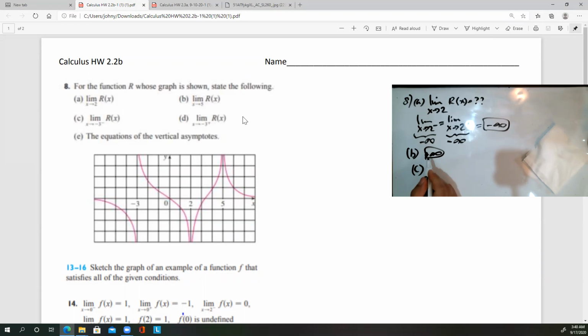Part C. I like to also have all of my students box their answers so they know where their answers are located. Okay. Part C is a little bit more tricky, so let's work this out. The limit as x approaches negative 3 from the left side of r of x, right? So x is approaching negative 3 from the left side. That minus means from the left. From the left, as it approaches negative 3, my function r of x, my output, is going towards negative infinity.